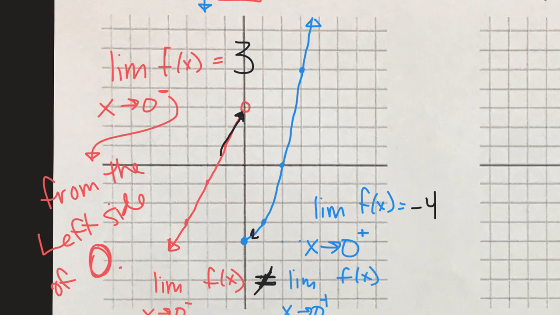Okay, so we showed our work, right? This is our work. We show that this is positive 3 from the left and negative 4 from the right. So clearly those things are not equal. Okay, so that is our analysis. Now we make our conclusion.